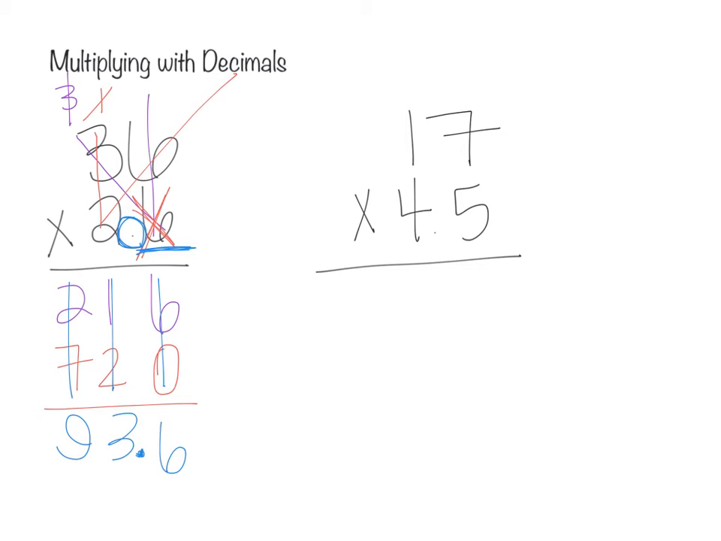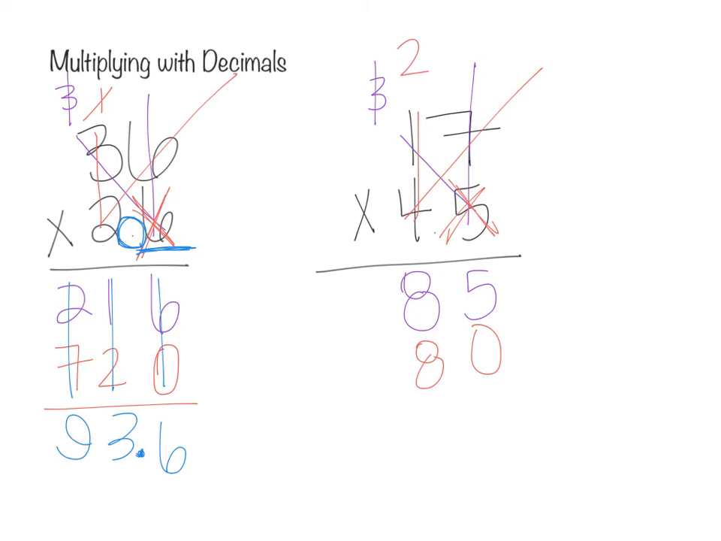If I go over to the 17 times 4.5, I would do 5 times 7 is 35. Bring down the 5, carry the 3. 5 times 1 is 5, plus 3 is 8. I'm done with that 5, so I cross it out, and I bring down a 0. 4 times 7 is 28. Bring down the 8, carry the 2. 4 times 1 is 4, plus 2 is 6. Add them up. 5 and 0 is 5. 8 and 8 is 16. 6 and 1 is 7. Again, I have one number behind my decimal point, so my answer has to have one number behind the decimal point.